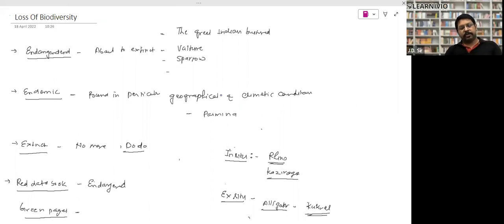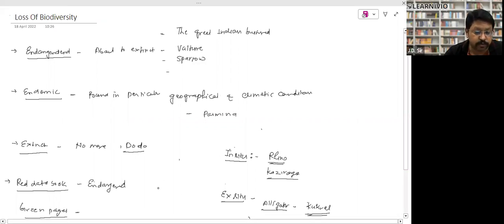Can you tell me what an endangered species is? How will you define that something is endangered? When its population becomes very low. Which are at the risk of becoming extinct? Yes, they are about to become extinct. Both are true: the population is becoming extremely low, and the population is decreasing rapidly, and they are about to become extinct in the future.